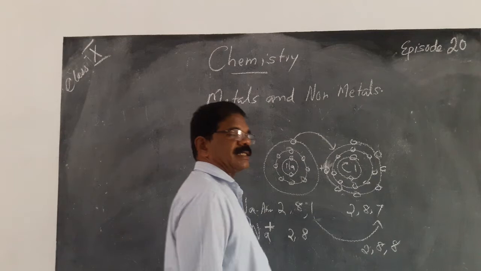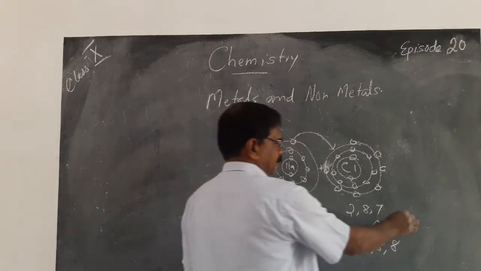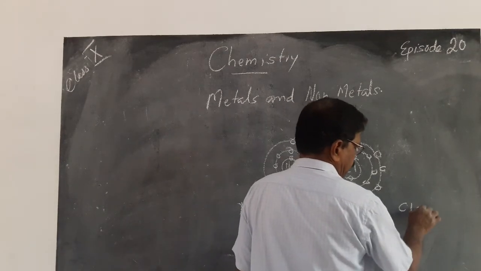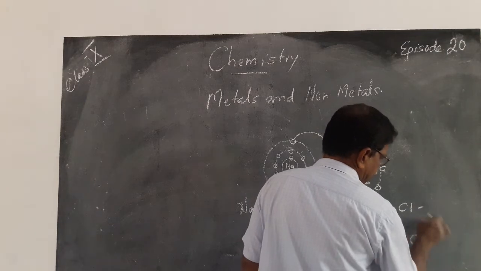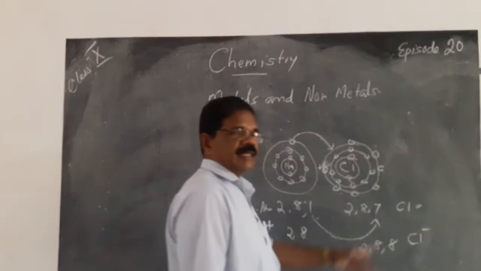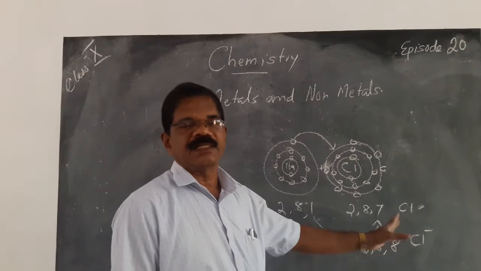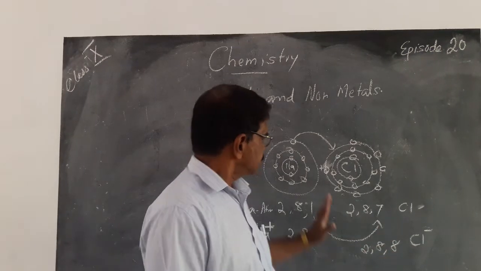It gets an additional electron, so it has a negative charge. This is the chloride atom. This is the chloride ion. It is negatively charged because it gets an additional electron. This is the atom, and this is the ion.